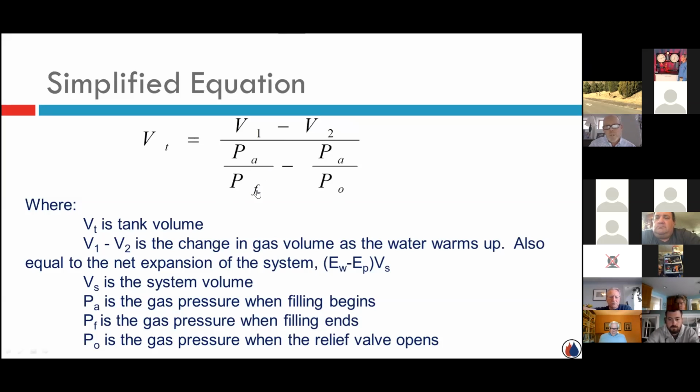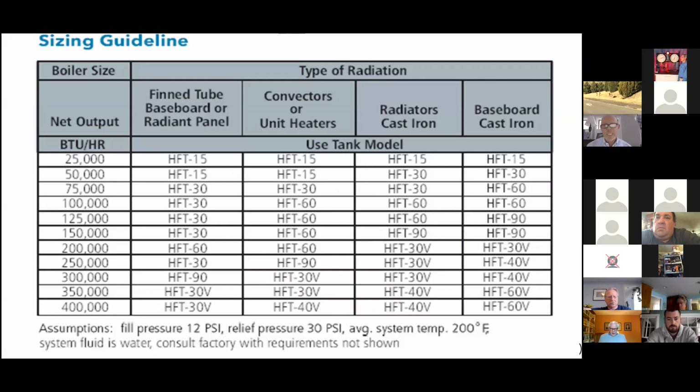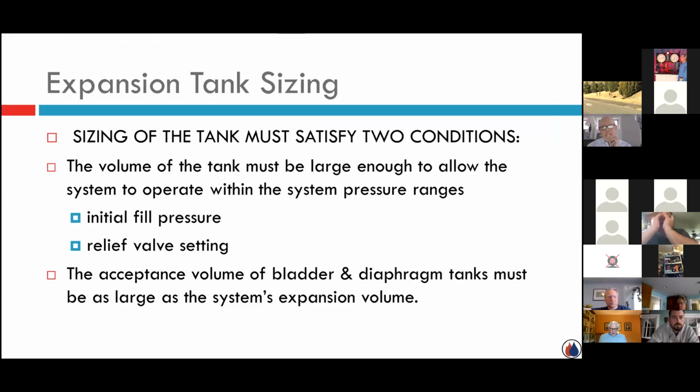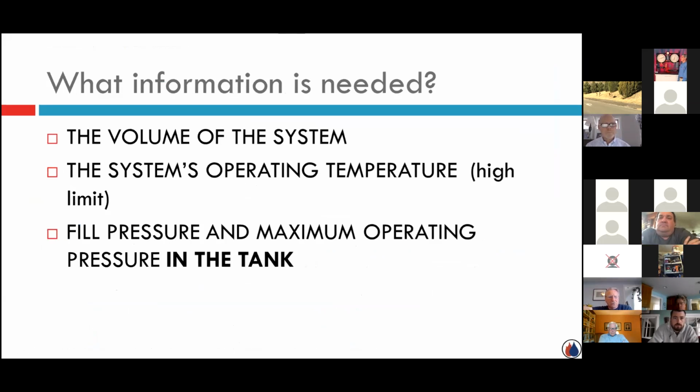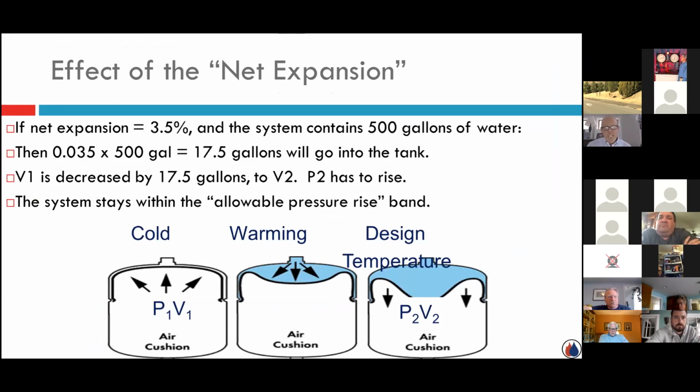I have to make sure that I have a tank volume that can accept the change in volume from the change in temperature, at a certain fill pressure, and keep it below the operating pressure of the relief valve. That's why these charts were developed over the years, to make it easy for the industry. But you have to support the initial fill pressure and then make sure you stay below the relief valve. So it has to be big enough to accept that expanding water. It's based on the volume of the system, the operating temperature, and the fill and maximum pressure in the tank. It's kind of a good picture.